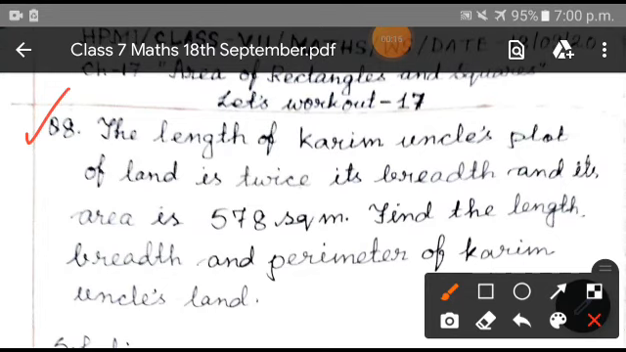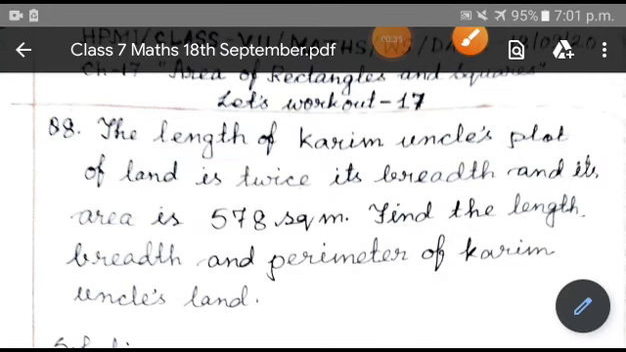The question is, the length of Karim's uncle's plot of land is twice its breadth and its area is 578 square meter. Find the length, breadth and the perimeter of Karim's uncle's land. So here the condition is the length is twice the breadth. So come to the solution part.